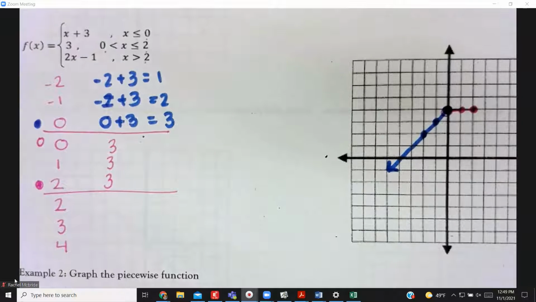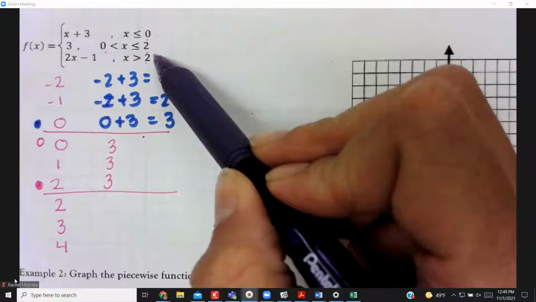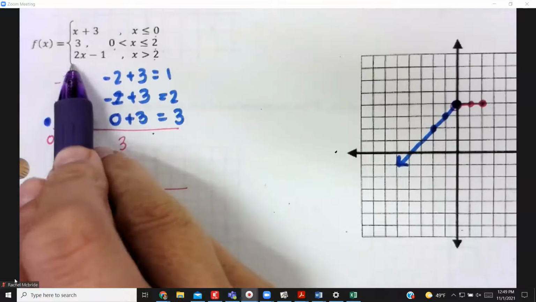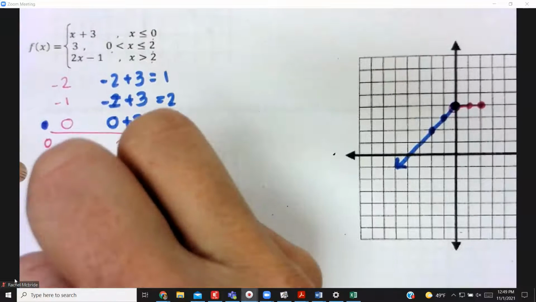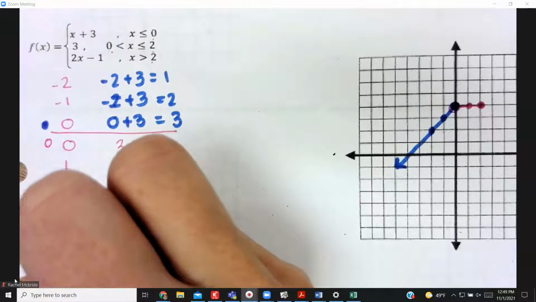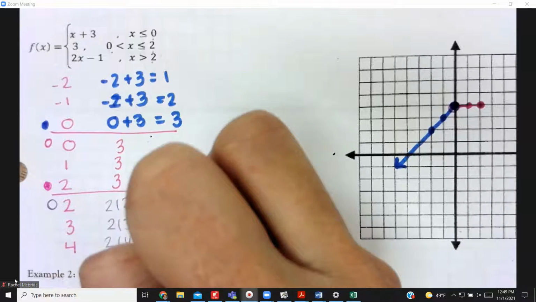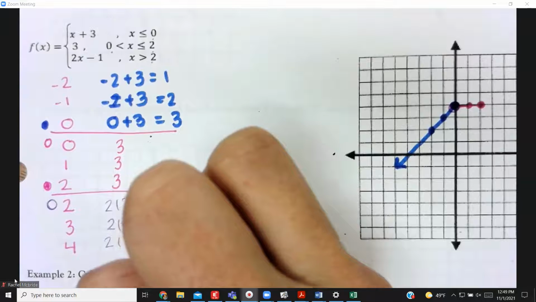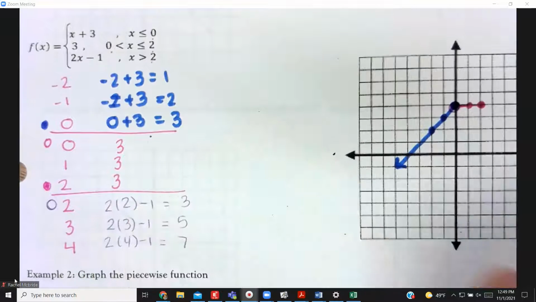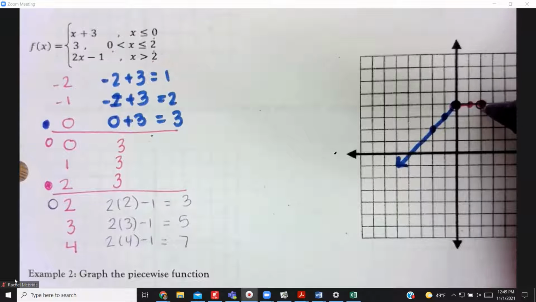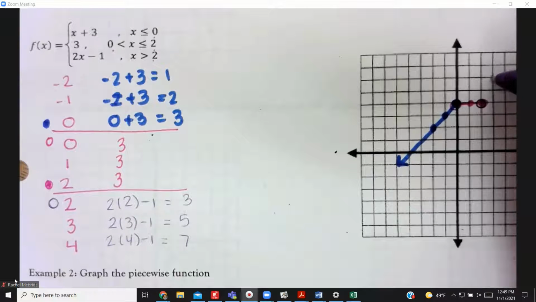And then the bottom function is coming from this equation right here. You have an open circle at 2. And then you plug in. So it's 2 times 2 minus 1, 2 times 3 minus 1, and 2 times 4 minus 1. So you have the point 2, 3, 3, 5, and 4, 7.